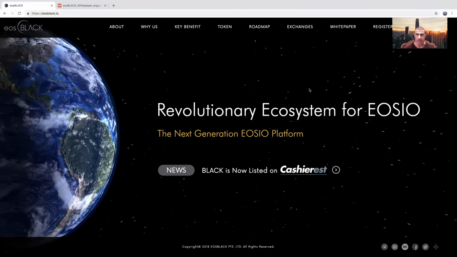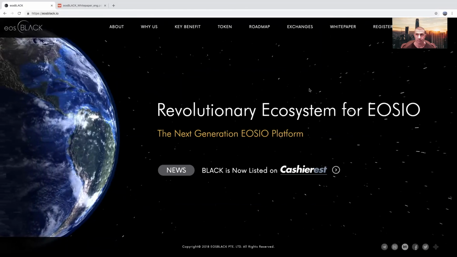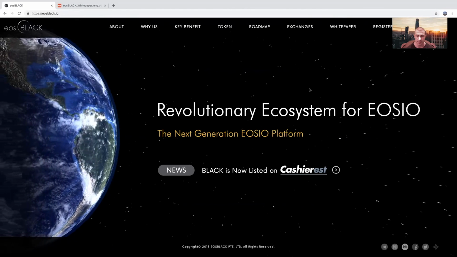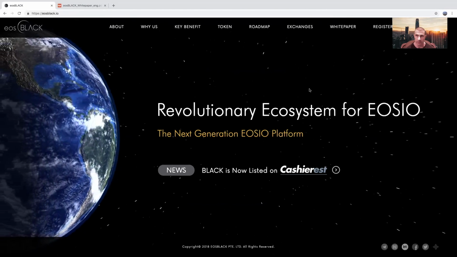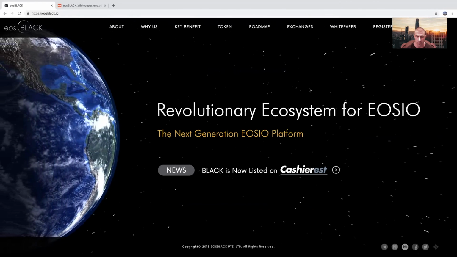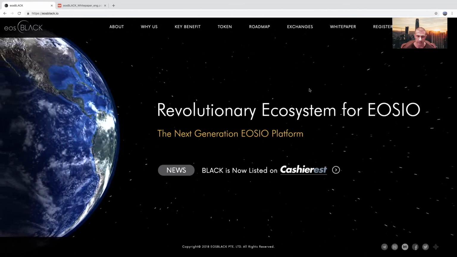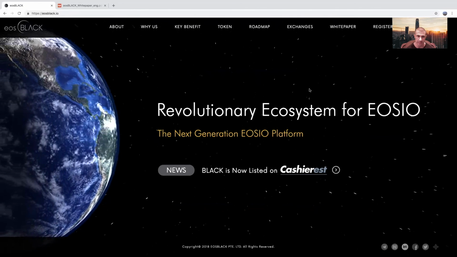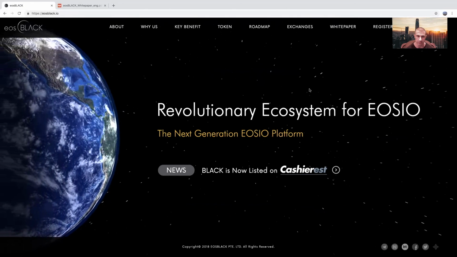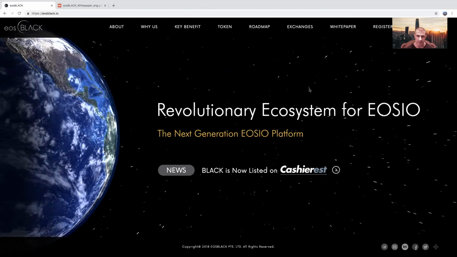So that is essentially EOS Black. It looks like an ecosystem that's going to promote EOS DApps, is going to help incubate them, is going to have the token holders involved directly in the decisions that are made, which ones to list, and is going to reward token holders with airdrops based on their participation level.